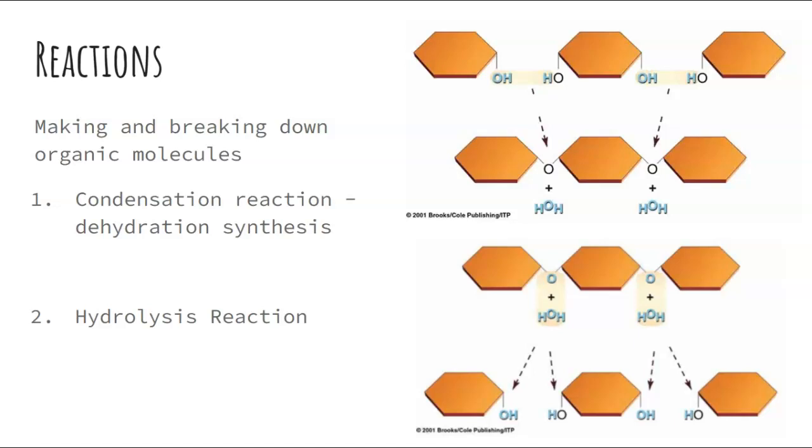Now, when we are making and breaking down organic molecules through metabolism, there are 2 types of reactions. There is condensation reaction or dehydration synthesis, and that is the building of molecules, right? We have these singular monomers, and they're being built together into a larger polymer. And then hydrolysis reaction is the opposite, where you have a polymer and it is being broken down into individualized monomers. So condensation is going from small to big, and hydrolysis is going from big to small.